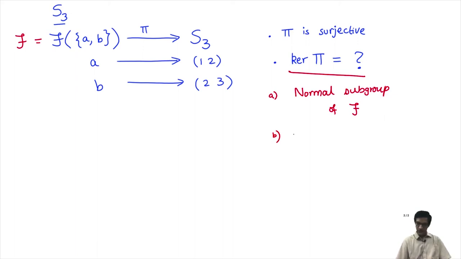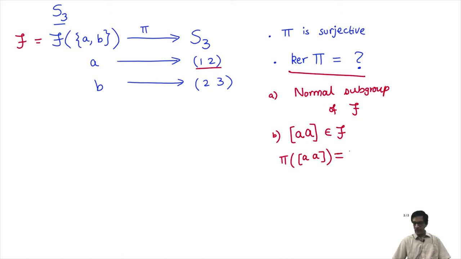Observe that the transposition (1 2) has square identity. So, if I similarly look at the square of the word A, in other words, the word A occurring twice, and recall that elements of the free group are equivalence classes of words. I look at the word AA and compute its image under pi. Pi of AA is nothing but pi of A times pi of A, because pi is a homomorphism. This is just (1 2) times (1 2), the square of this, and that's just the identity. Let me write ID for the identity element of the group S3.